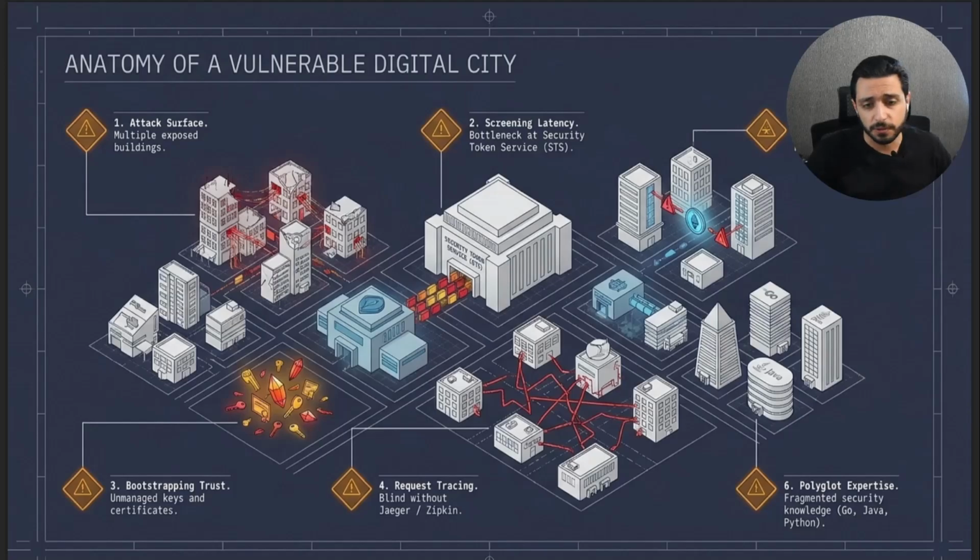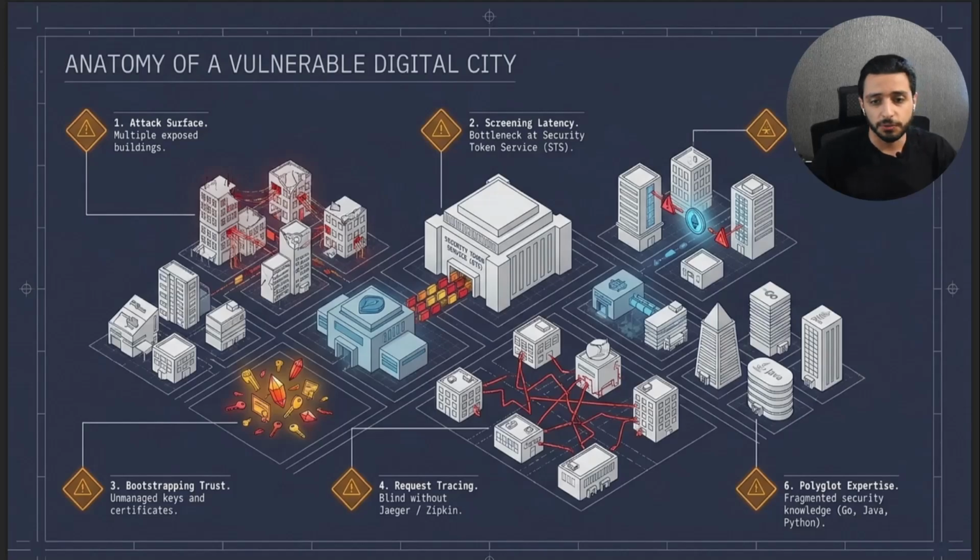If you have 100 services, they all need a way to prove who they are. This usually means managing thousands of certificates and keys. And if you don't have massive automation to handle the rotation and revocation of these keys, managing that trust becomes an operational nightmare. The fourth issue is the difficulty in tracing requests.